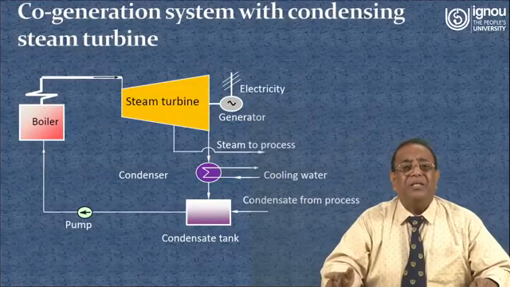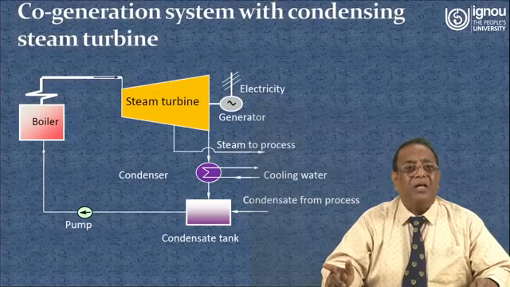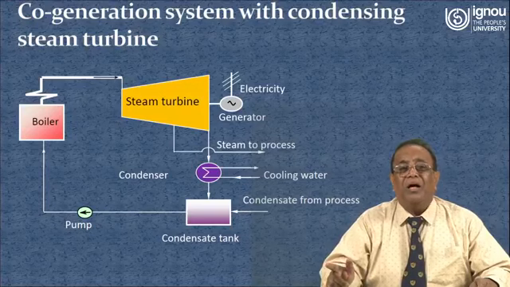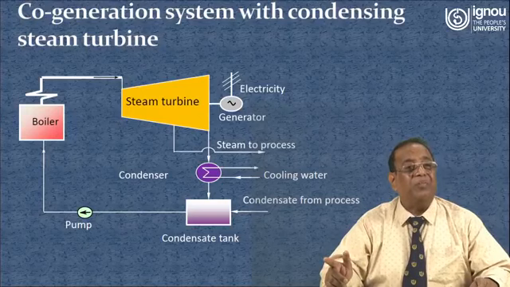This is a schematic of cogeneration system with condensing steam turbine. You might have heard about the steam power plant, where there are four important components. One is the boiler, which produces high pressure, high temperature steam by burning coal.